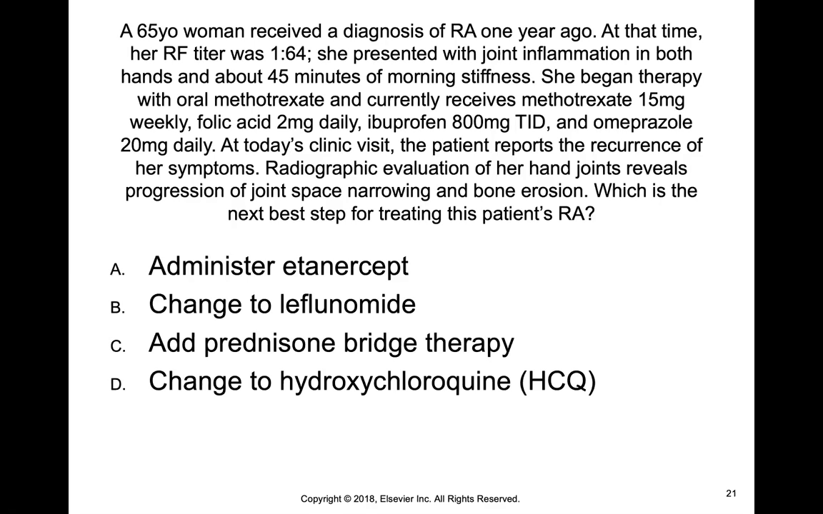Okay, so back to the question about the 65-year-old woman. Radiographic evidence suggests joint space narrowing, bony erosion at the hands. Which is the next best step for treating this patient's RA? Would it be to give etanercept, to change to leflunomide, to add prednisone bridge therapy, or to change to hydroxychloroquine?